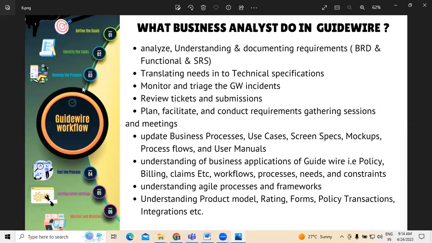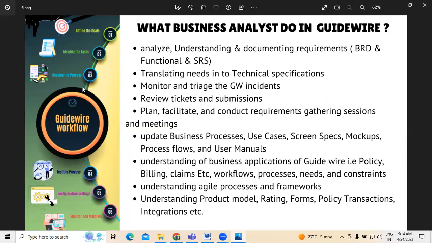At the same time, last but not least, we need to understand the product model, ratings, forms, policy transactions, integrations, all that. So these are the major roles and responsibilities on a high level note. Of course, I have not given all the detailed parts, because the detailed roles and responsibilities of a business analyst vary depending on the kind of role they are expecting. If you are a policy related business analyst, the roles and responsibilities will vary. At the same time, if they are looking for something relating to billing, or claims, and all, it will be varying.